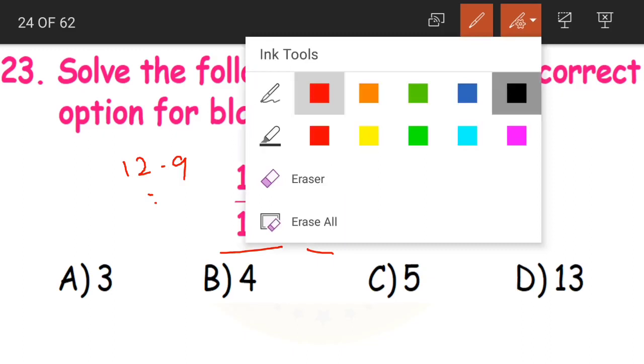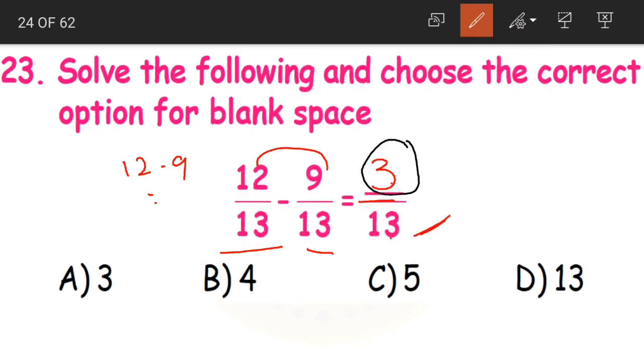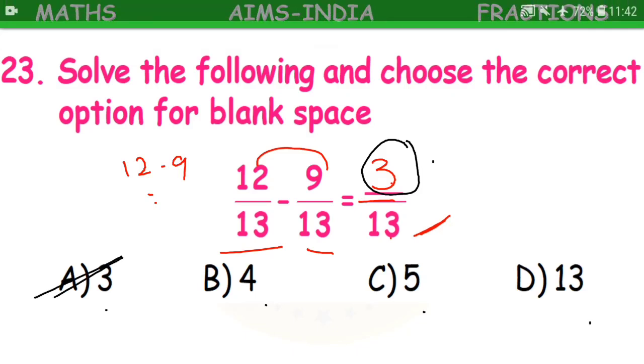So what number did we write now in the blank space? 3. And if you look at the options 3, 4, 5 and 13, which is the correct one? Option A, 3 becomes our correct answer.